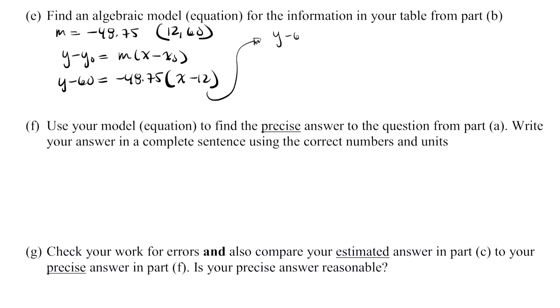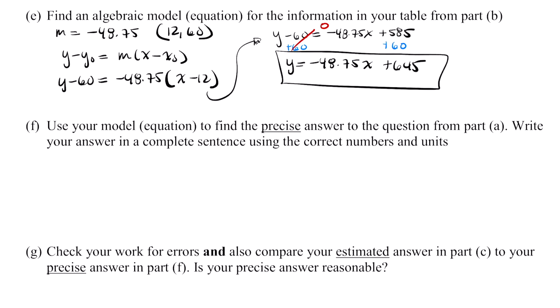We have y minus 60 equals, and applying the distributive property, that is multiplying negative 48.75 times x first, gives us negative 48.75x. And then we want to multiply negative 48.75 times negative 12, and that'll get us 585. And now we can finally add 60 to both sides. So here we'll end up with 0 on the left, and we have y equals negative 48.75x plus 645. And this is our linear model.